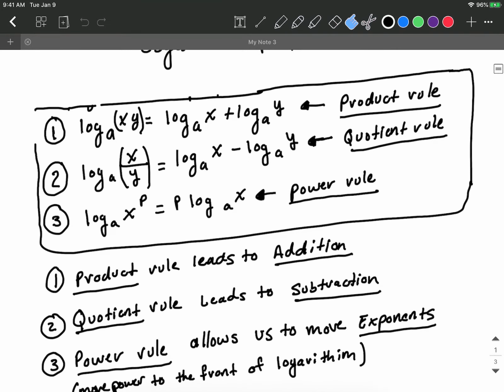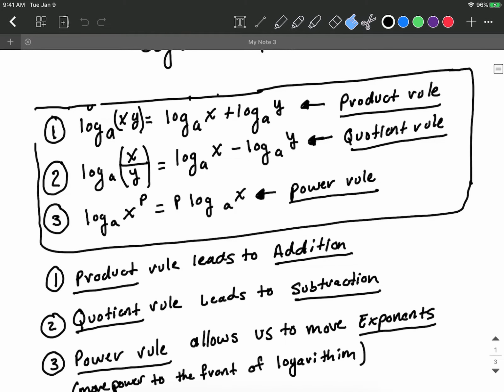What they actually do is whenever we see a product between two variables, we say, okay, that becomes addition. As you see in the first line, x and y are multiplying, so now we get to place a plus sign in between our two variables. So now we have log base a of x plus log base a of y. You're going to use the same base for both.